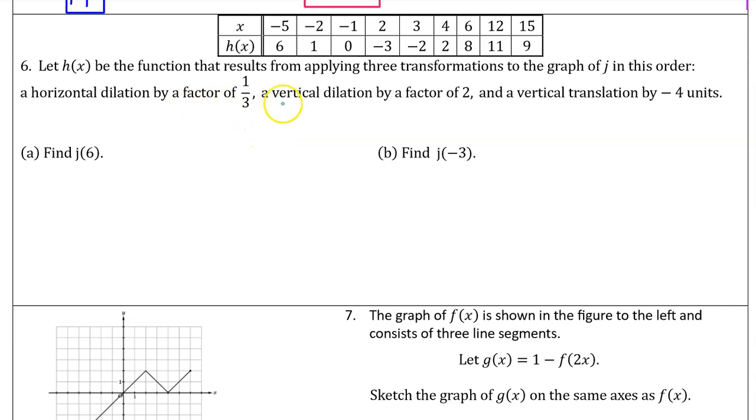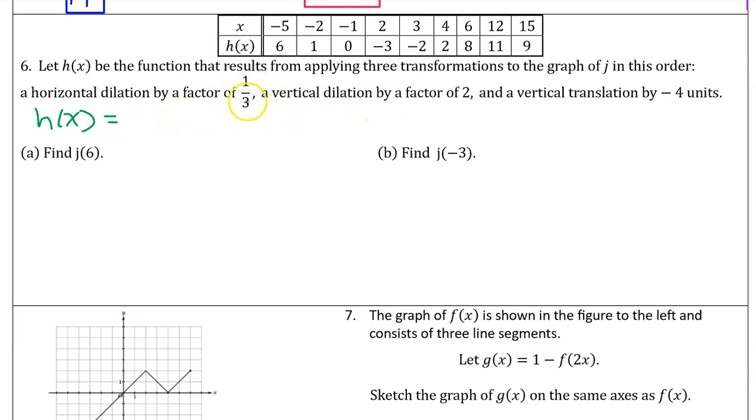If you had to watch the video to do number 5, please pause the video and try to do number 6 by yourself. I'm going to assume that you just did that. So we need to build an expression for h of x.